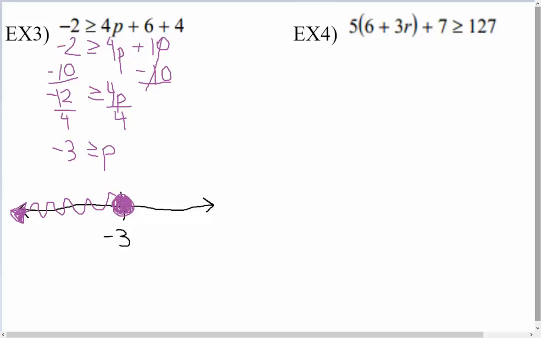Okay, so the next problem, step 1, distributive property. Well, I see 5 times that quantity, so I need to multiply 5 to both terms. So 5 times 6 is 30. 5 times 3 is a 15, and since that variable's there, 15r, plus 7 is greater than or equal to 127.